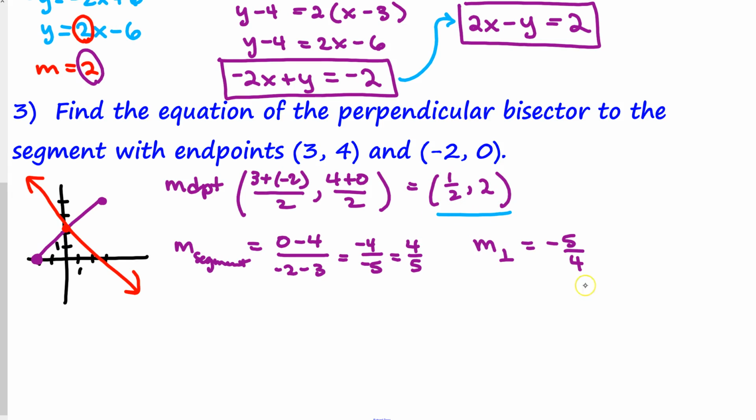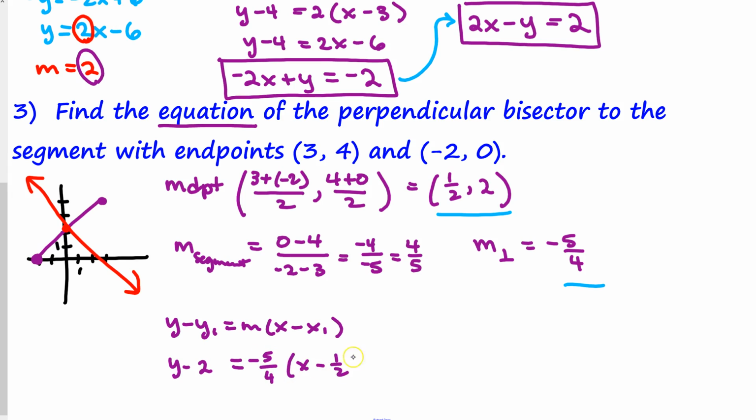So let's use these two pieces of information along with our point-slope form. Y minus y1 equals m times x minus x1, and we'll find the equation of the line. Notice it just said find the equation. It didn't say what kind. So by default, let's just find the slope-intercept form. Okay, so we have y minus 2. 2 was the y-coordinate of the point, equals -5/4, the slope, times x minus 1/2, the x-coordinate of the midpoint.